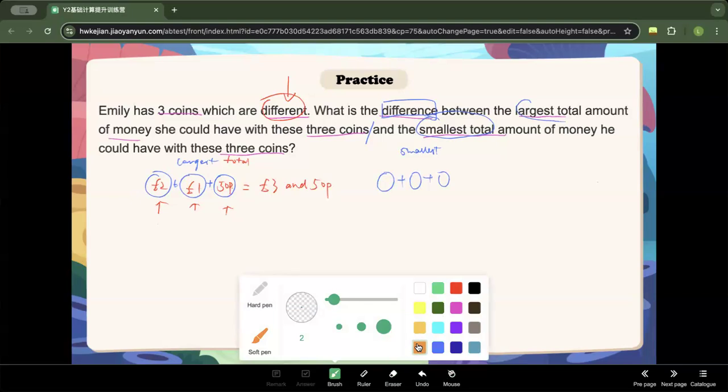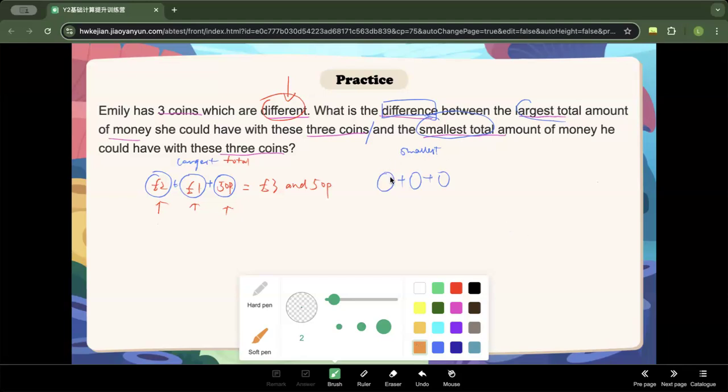Okay, and so similarly, when we move on to the smallest kind of coins, everybody think about it. If we want the smallest total, what should I have? Can I have £2, £2, £2? No. This time I want the smallest. So the coins I'm looking for will be the smallest coins. So what are the 3 smallest coins we can get?